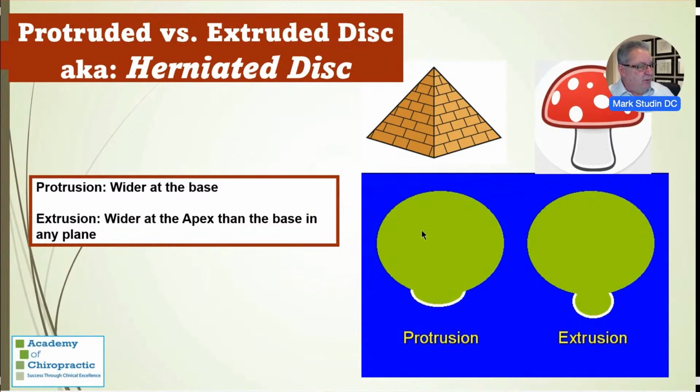So then we look at a protrusion versus an extrusion. A protrusion is like a pyramid, and an extrusion is like a mushroom. So a protrusion is where the base is wider than the apex at any plane, and an extrusion is where the apex is wider than the base at any plane.